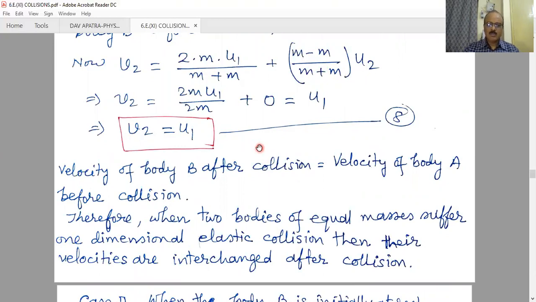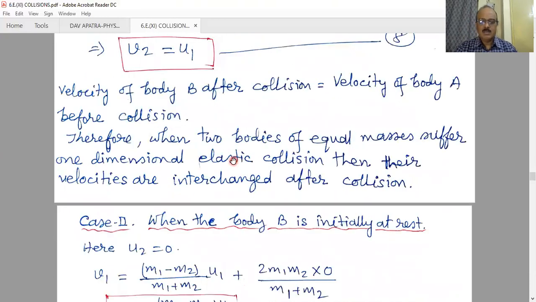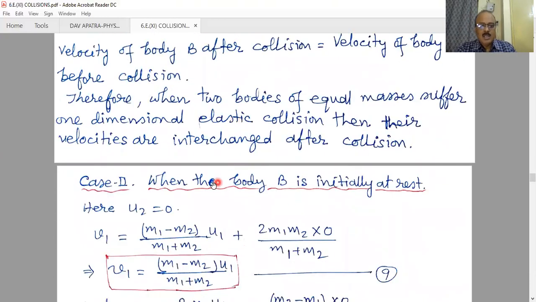That means, considering the velocity of A and the velocity of B before the collision, after the collision the velocity of A will be the velocity of B before the collision, and the velocity of B will be the velocity of A before the collision. The velocities are interchanged in this case.